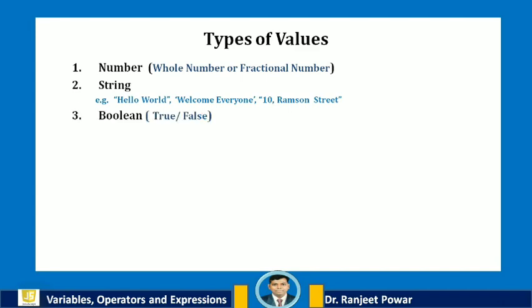The third one is boolean. The boolean type has two possible values: true for yes and false for no. The purpose of the boolean data type in JavaScript is to enable you to answer questions and to make decisions based on the browser.